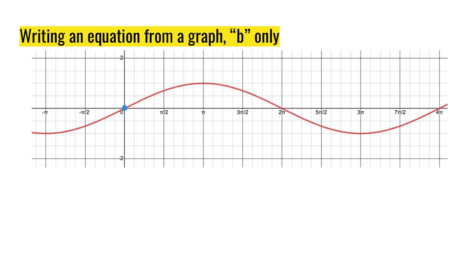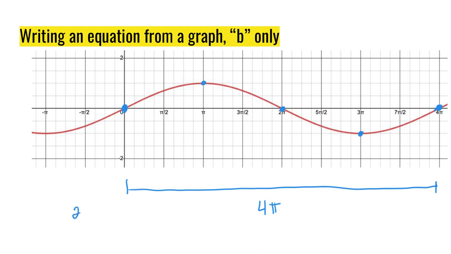I'm going to look at a midline. I see a maximum, back to midline, minimum, and back to midline. That's going to help me recognize 1 full period of this function. I see that 1 full period is 4 pi.